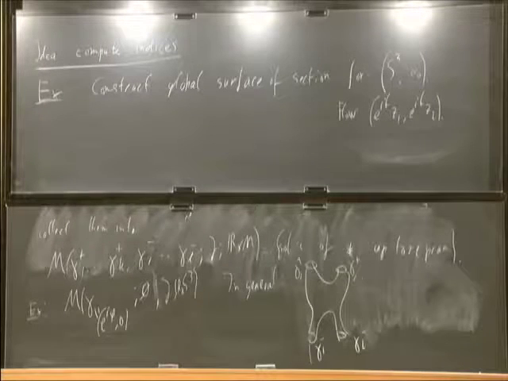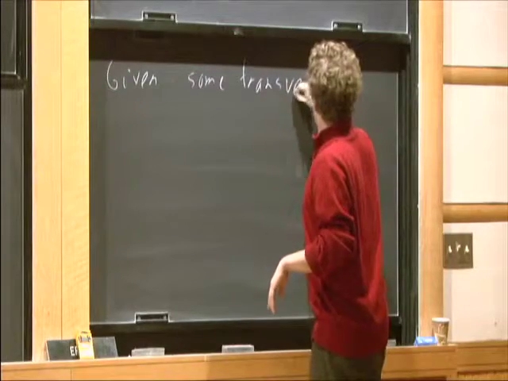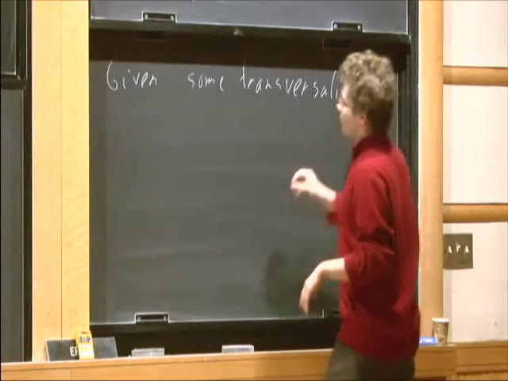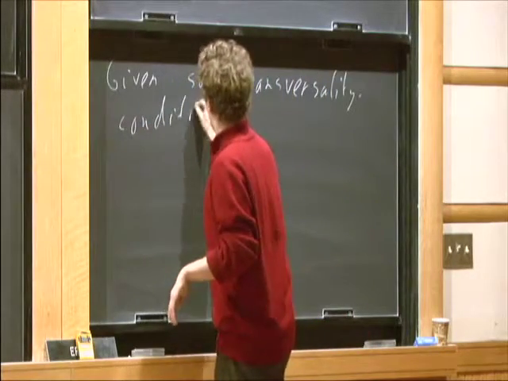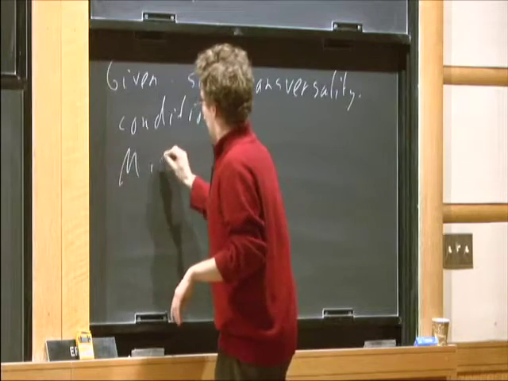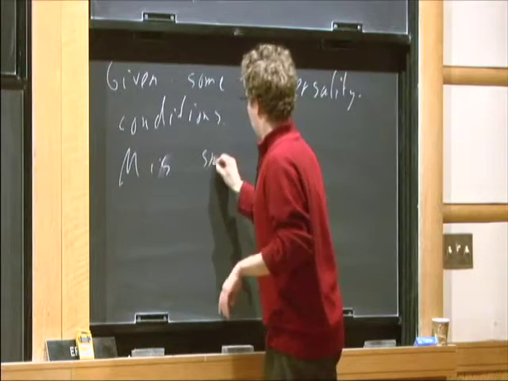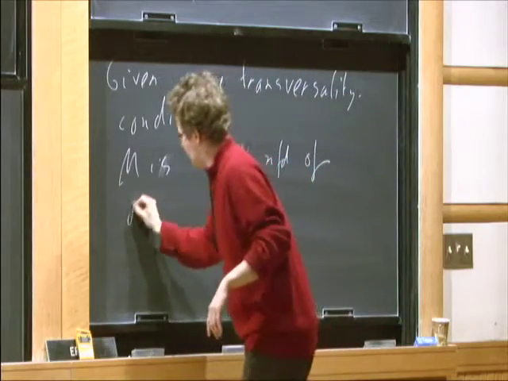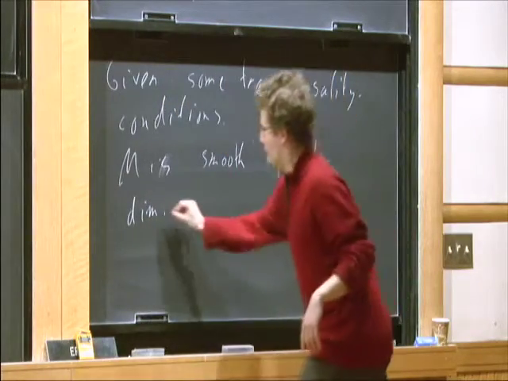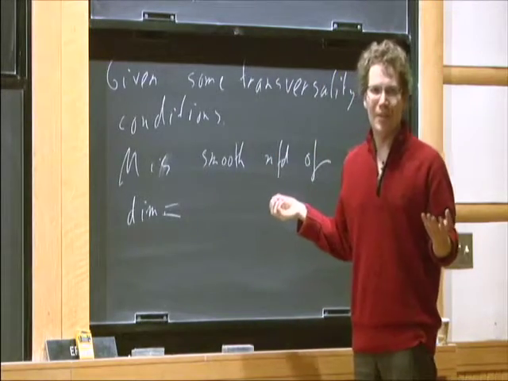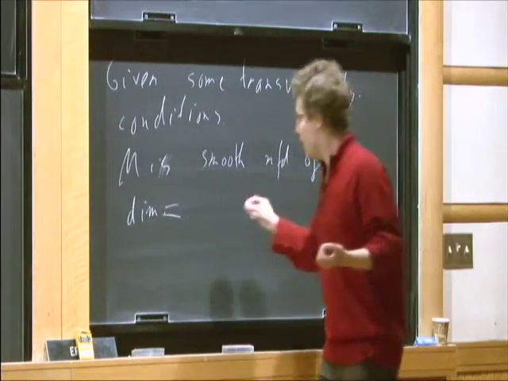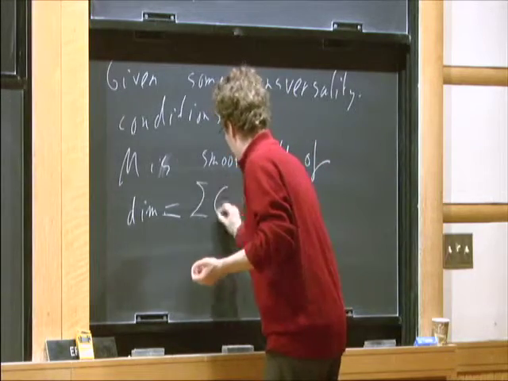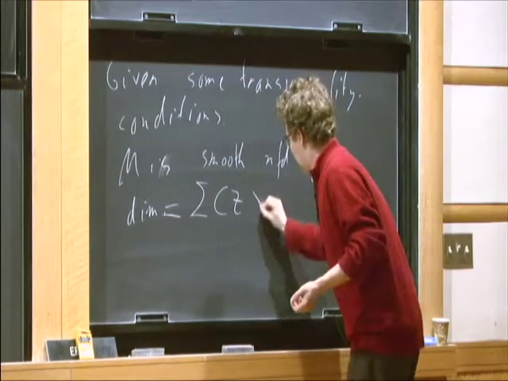as a manifold. So given some transversality conditions, M is a smooth manifold of dimension equal to, well, a bunch of numbers that depend purely on the orbits, and these are exactly these Koenig-Zehnder indices. So let me write them.